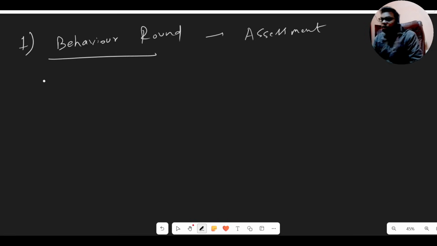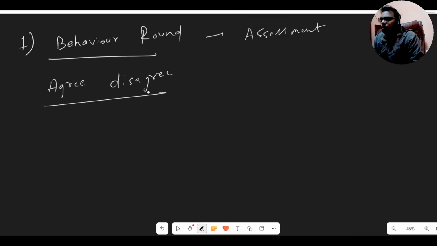In this you will be getting multiple questions. The questions will be agree or disagree questions. There will be a statement like: are you a good team leader? Do you agree with this statement, or do you disagree? If you agree, you choose agree. If you disagree, you choose disagree. These kinds of very generic questions you will get in the behavior round.